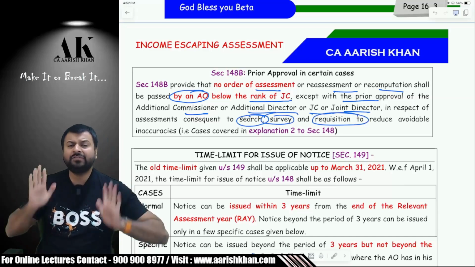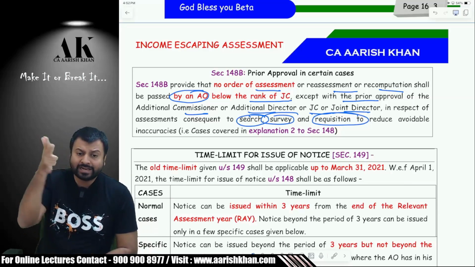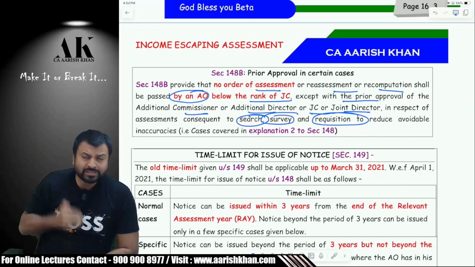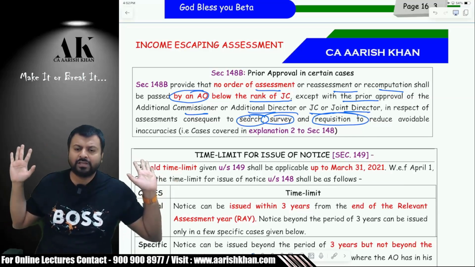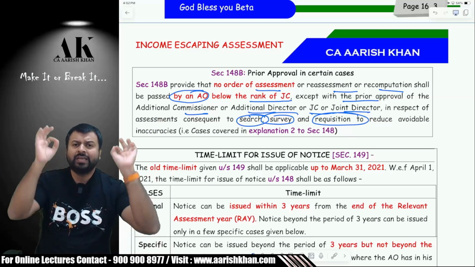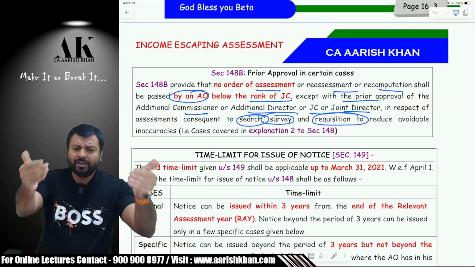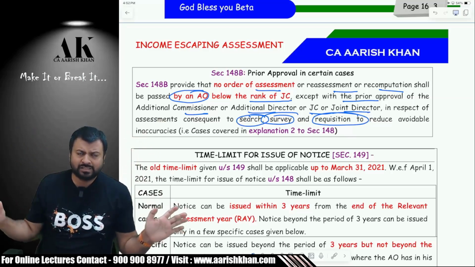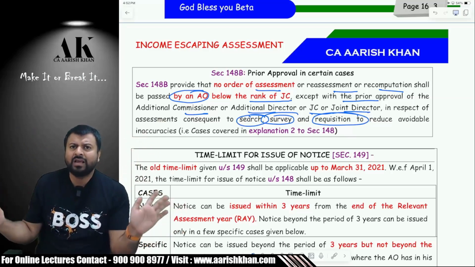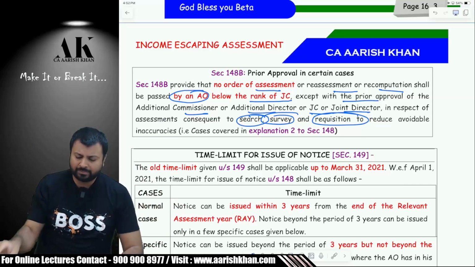Okay. So if the case is of search and seizure and requisition of books of account, or if the case is of survey, and if the AO is below the rank of JC, he himself cannot pass the order. He has to take an approval from higher authority. AO below the rank of JC cannot directly pass a search and seizure order, or cannot directly pass what? A survey order without taking an approval from higher authority.